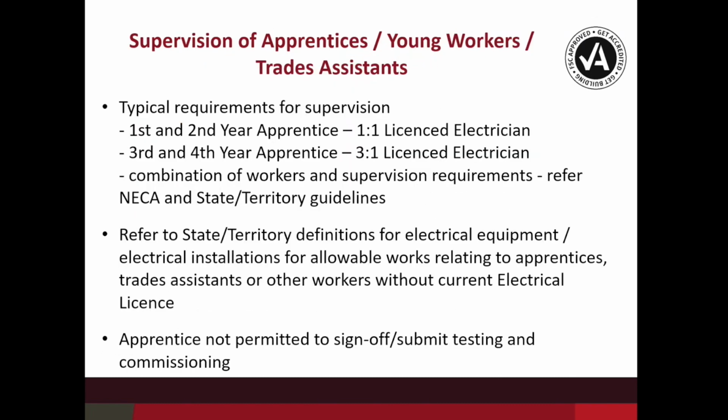When we get to the last slide for me, we talk about supervision of electrical apprentices. Typical requirements that we see is a 1-to-1 for first and second years, being a younger apprentice, less experienced, etc. And then we go to a 3-to-1 for third and fourth year. In other words, 3 apprentices potentially to 1 electrician.